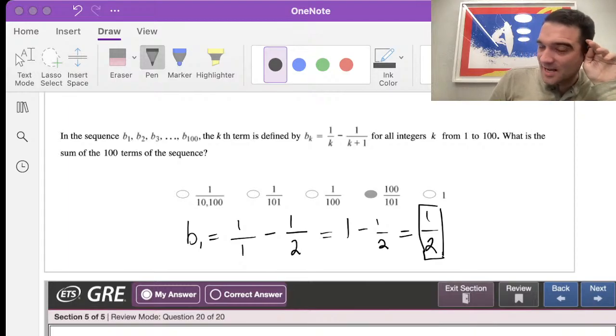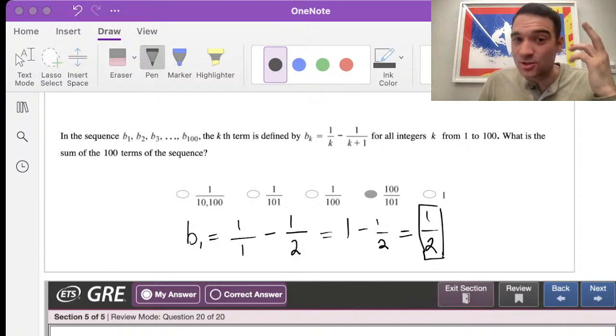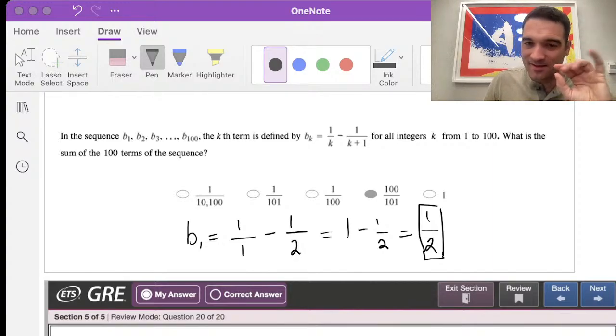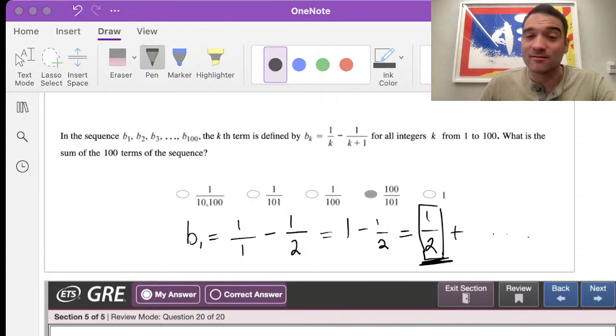Now, this question is asking for the sum of all the terms. Every time, the next term is going to be a little smaller, but the sum of all these terms together, if I add this to the next one, to the next one, to the next one, has to be greater than 1/2, right? I'm not losing any ground. I'm just adding a little bit every time.